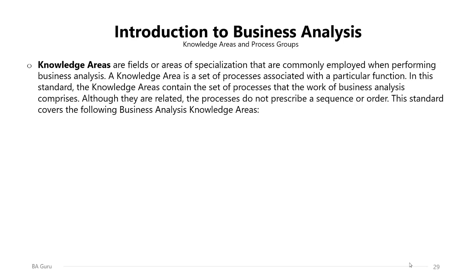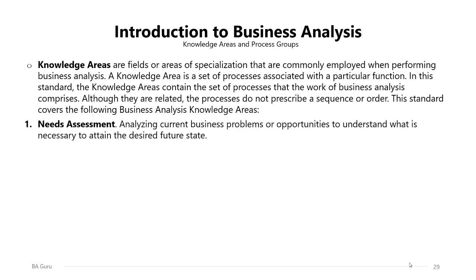Starting with the knowledge areas, they are defined as the fields or areas of specialization that are commonly employed when performing business analysis activities. A knowledge area is a set of processes associated with a particular function. In this guide or standard, the knowledge area contains the set of processes that the work of business analysis comprises. Although they are related, the processes do not prescribe a sequence or an order. This standard covers the following business analysis knowledge areas. We will have 6 knowledge areas.